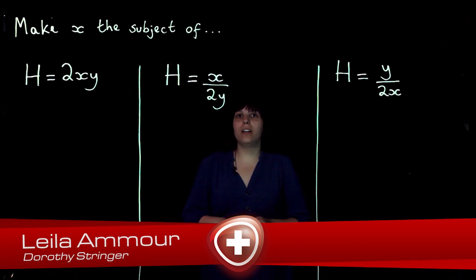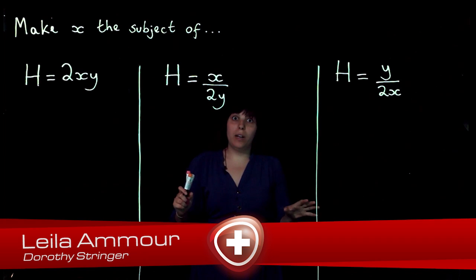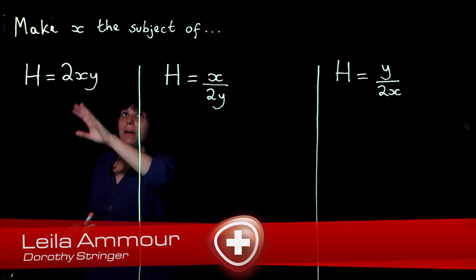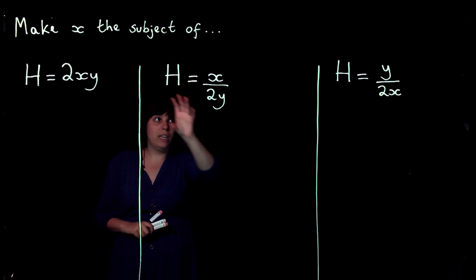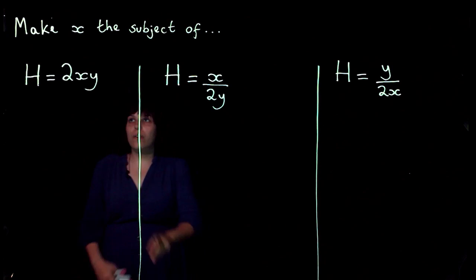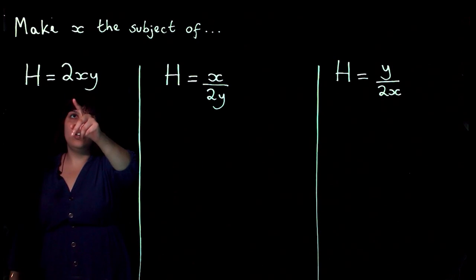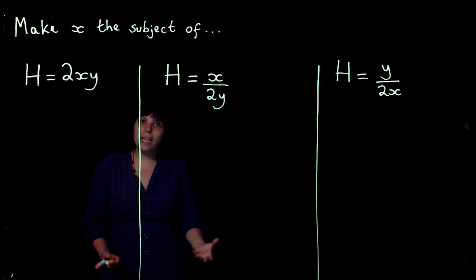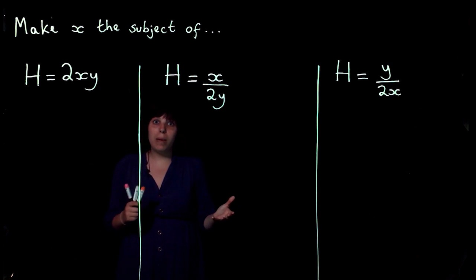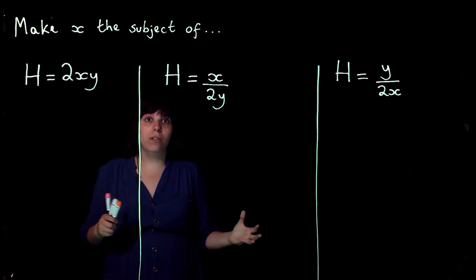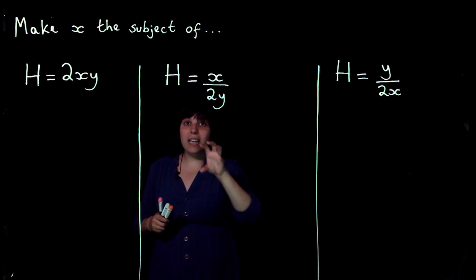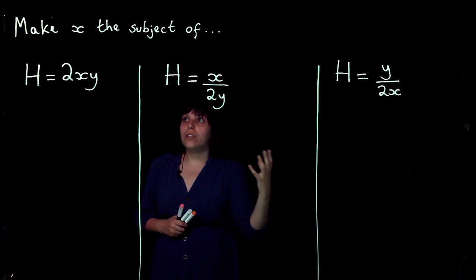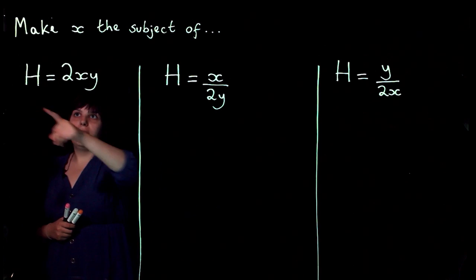In this video, we're going to be rearranging formula and we're going to make x the subject of all these equations. So in the first one, we've got h equals 2xy. Now when we say make x the subject, what we mean is we want to get x on its own at the end. So we want x equals something.